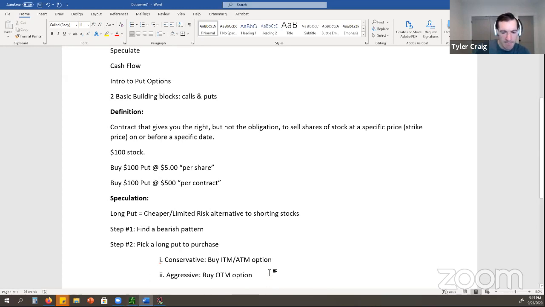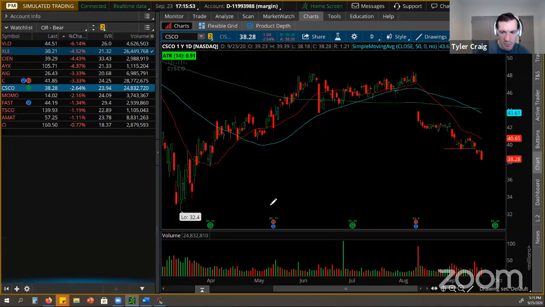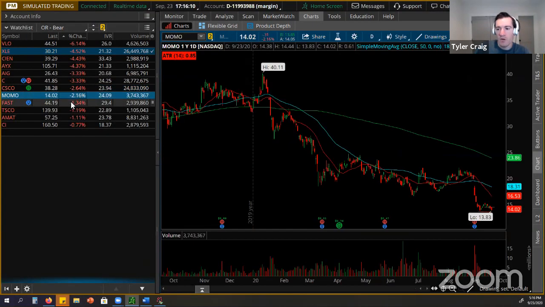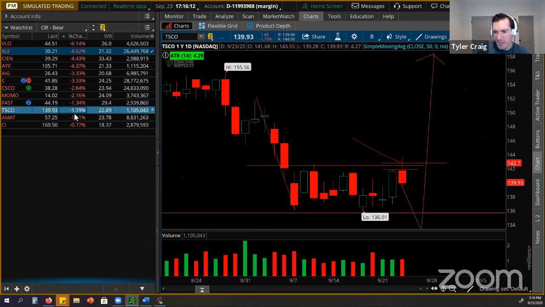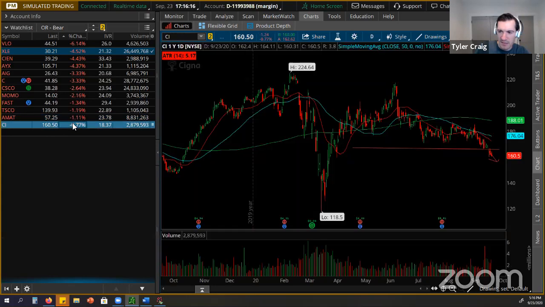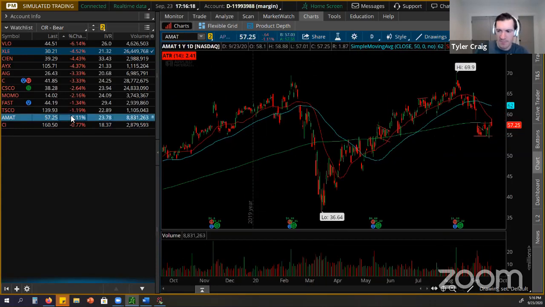So let's see if I can pull one up here real quick. My game plan is to do 20 minutes on speculation, 20 minutes on protection, and 20 minutes on cash flow, showing you 3 different ways traders use put options. So somebody give me a stock that you think could be a candidate for a bear trade. Give me a stock you want to buy a put option on.